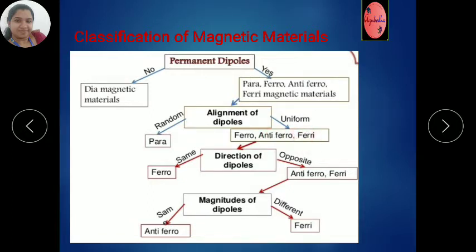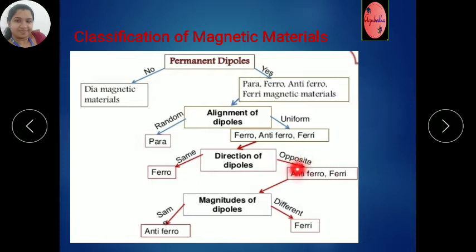Then we have to determine whether the material is ferro, antiferro or ferri material. For this we consider the direction of dipole. Based on the direction of dipole, if the dipoles are along the same direction, then the magnetic material is ferromagnetic. If the direction of dipoles is opposite, then the material is antiferro or ferrimagnetic.